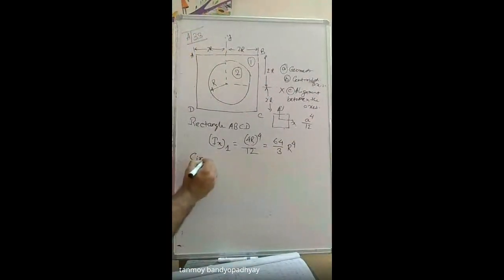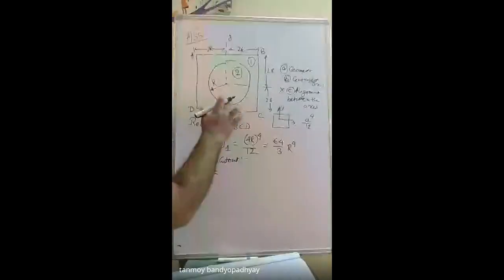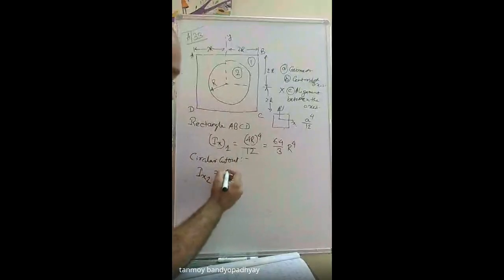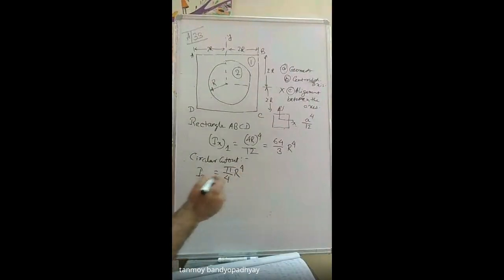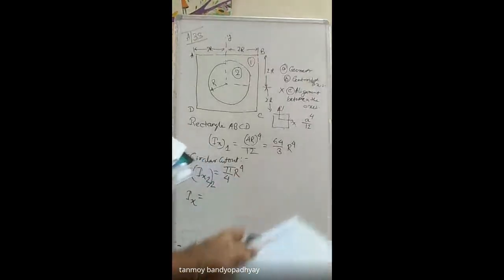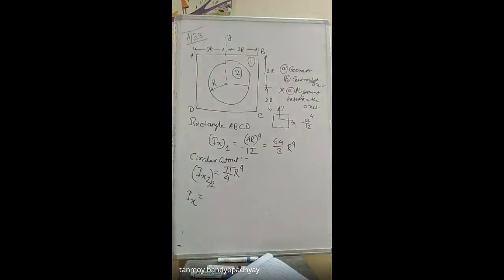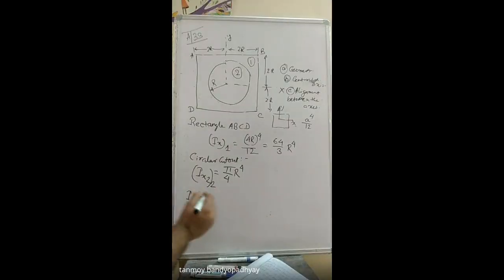And for the circular cutout, what will be Ix2? For this circle, about its centroidal axis, it is pi by 64 d to the power 4, or pi by 4 R to the power 4. So what will be Ix for the entire figure? Ix will be equal to Ix1 minus Ix2.